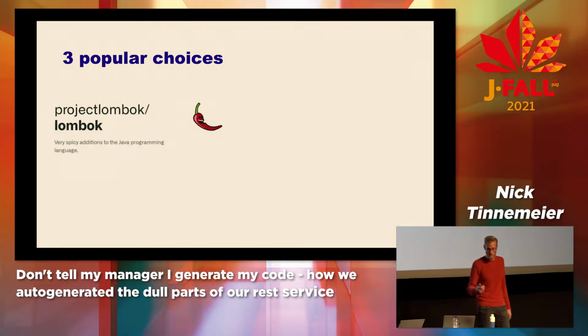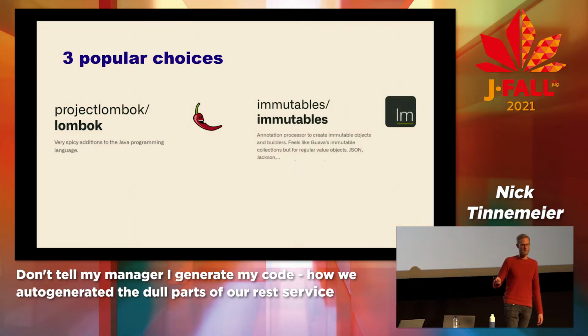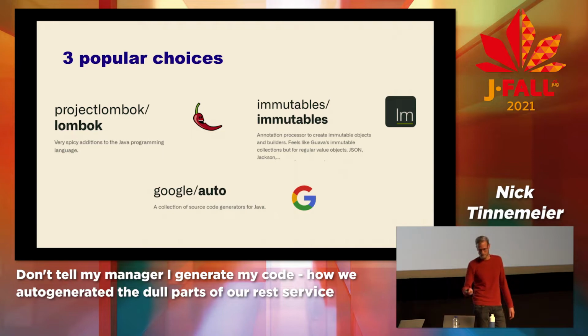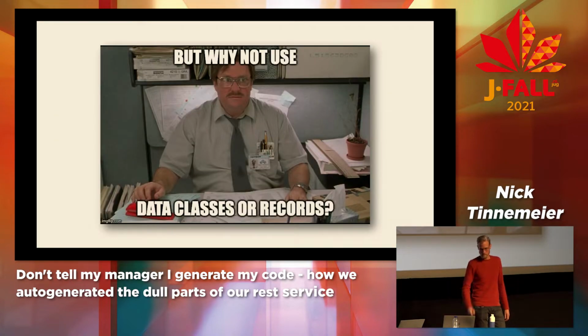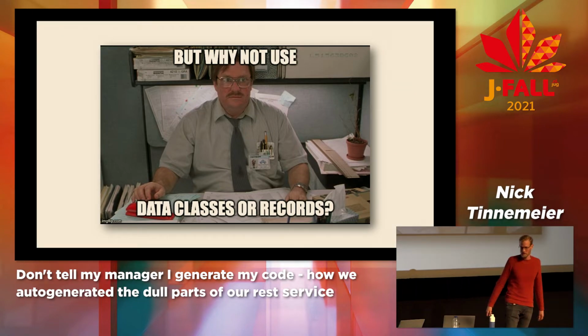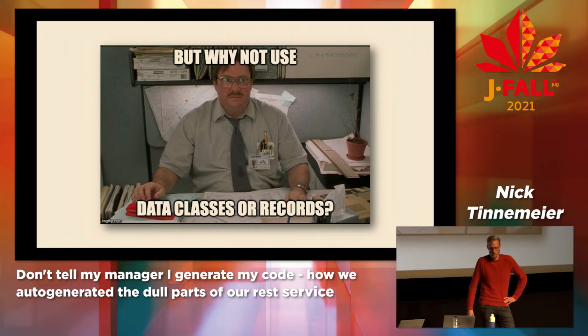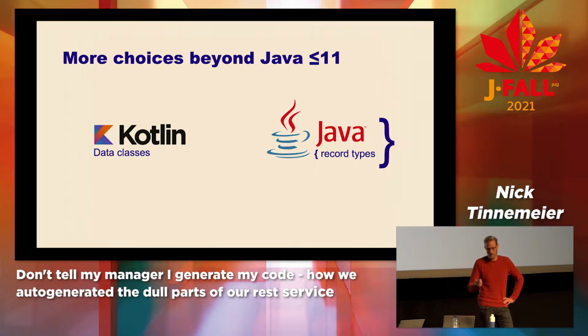To start with, there is Project Lombok to spice up your Java code. Surprise, there is Immutables. And there's Google Auto Value. All right, I'm pretty sure that someone here is asking, okay, nice, but all those frameworks are based on Java, so why not move beyond Java 11 and have a look at data classes or records? Because indeed, there are more choices beyond Java 11.